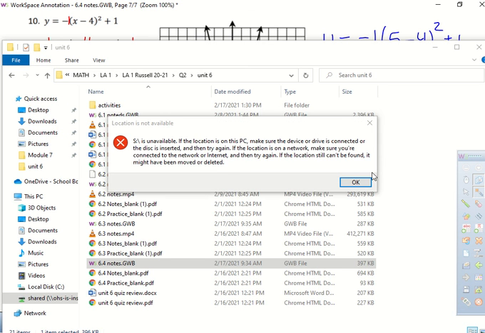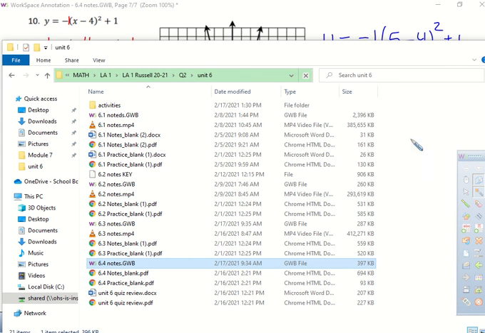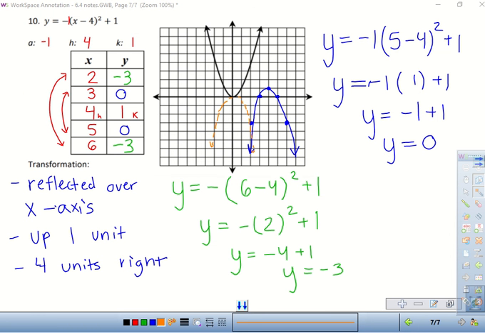We flipped it over the axis, and then you move it up 1, and then you move it to the right 4. So flip it over, then it moves up to 1, and then right 4. Do you see how these relate to what we're talking about?